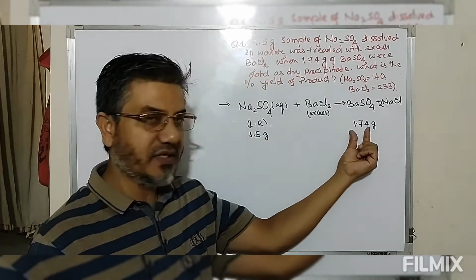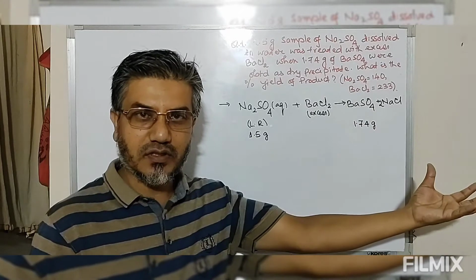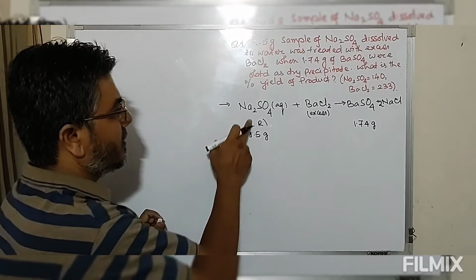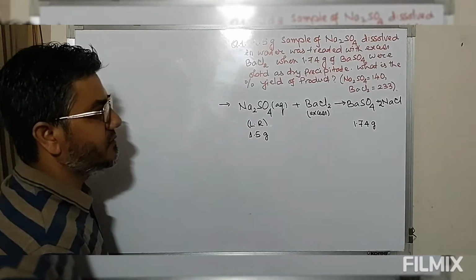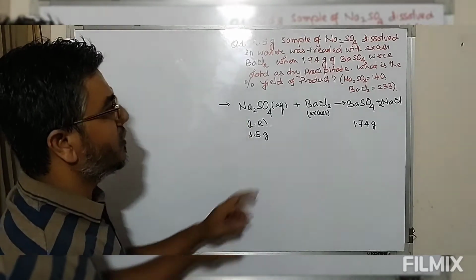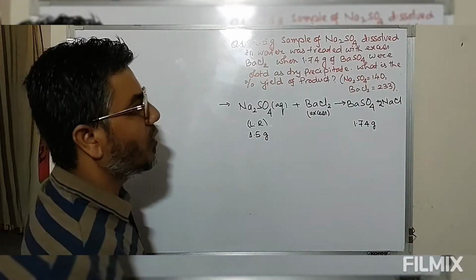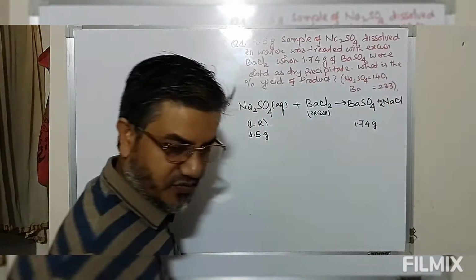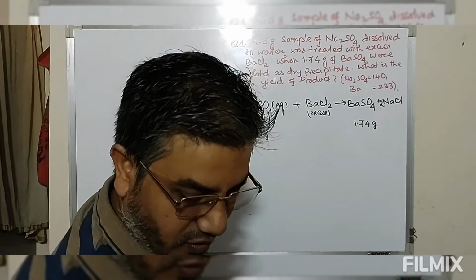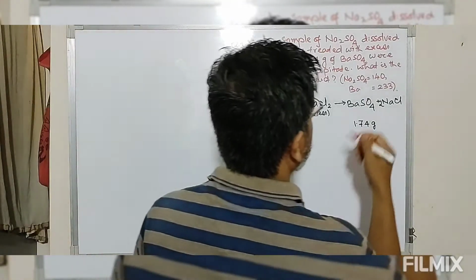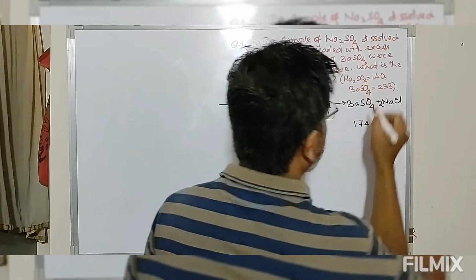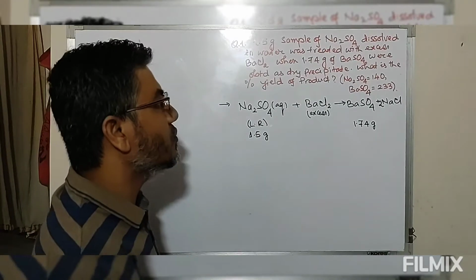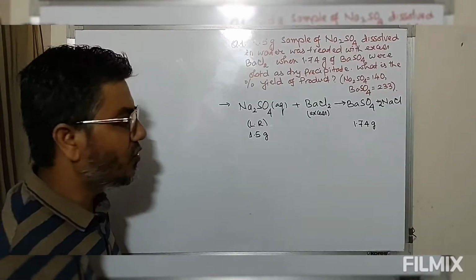We have this experimental yield. We need to find out the theoretical yield. So if you look at this, sodium sulfate molecular mass is given as 140. Barium sulfate mass is given as 233. So either we can proceed by use of this direct mass method or we can use the number of moles method.